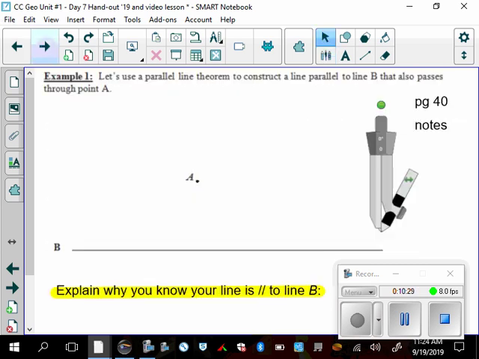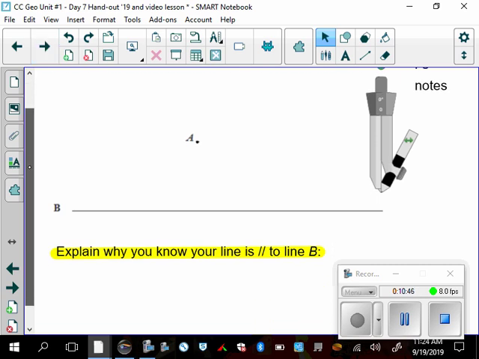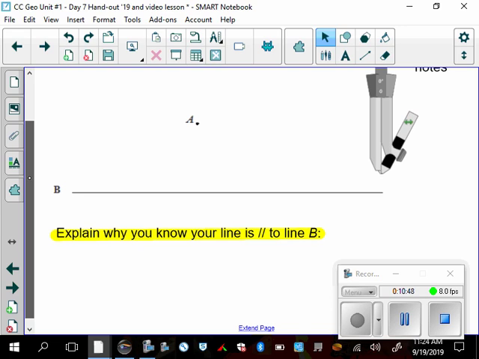Okay, so next, if you were in your notes, page 40, you could practice this again. So please go to your notes. If you want to pause the video and practice it again, that's fine, or rewind it. The main thing is I want you to explain why you know your line is parallel to B.